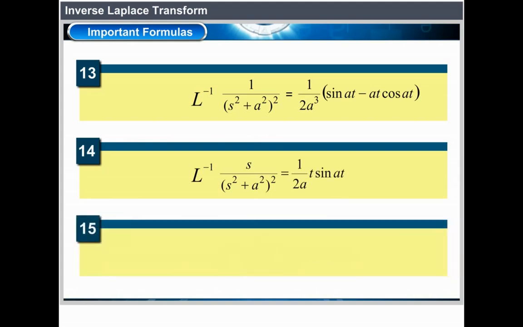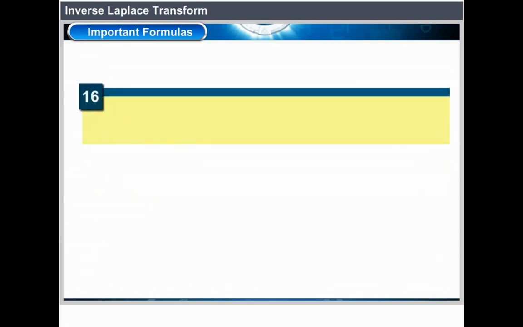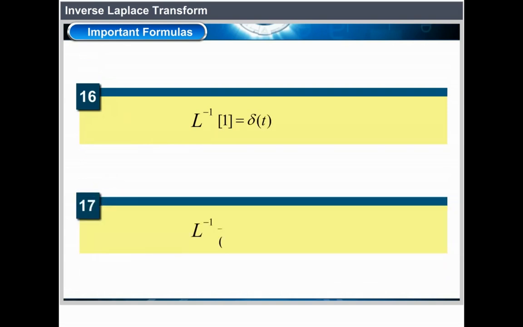Number 15. L inverse of s square minus a square divided by (s square plus a square) the whole square equals t into cos at. Number 16. L inverse of 1 equals delta of t. Number 17. L inverse of s square by (s square plus a square) the whole square equals 1 by 2a into sin at plus at into cos at.